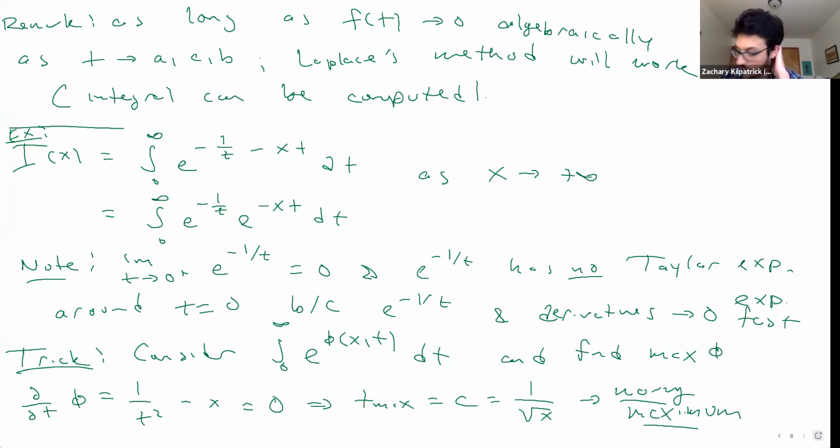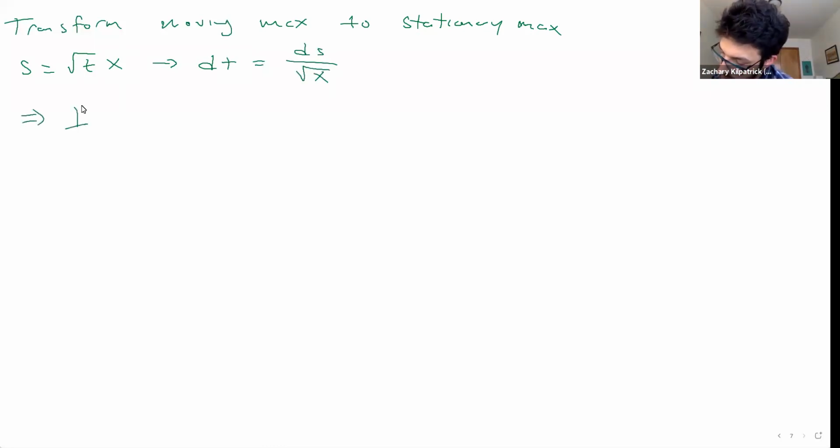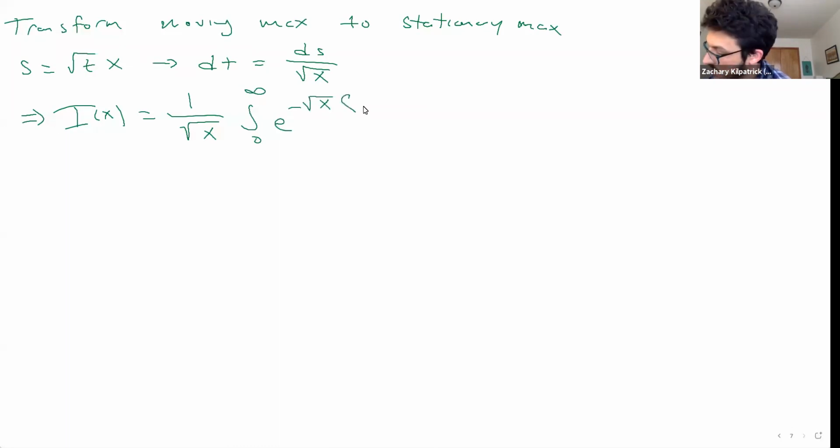So in order to transform the moving max to a stationary maximum, s is equal to the square root of t x. dt is equal to ds over the square root of x. This is going to give us now I of x is equal to 1 over the square root of x, integral from 0 to infinity, e to the minus square root of x, s plus 1 over s, ds, x goes to positive infinity, okay?